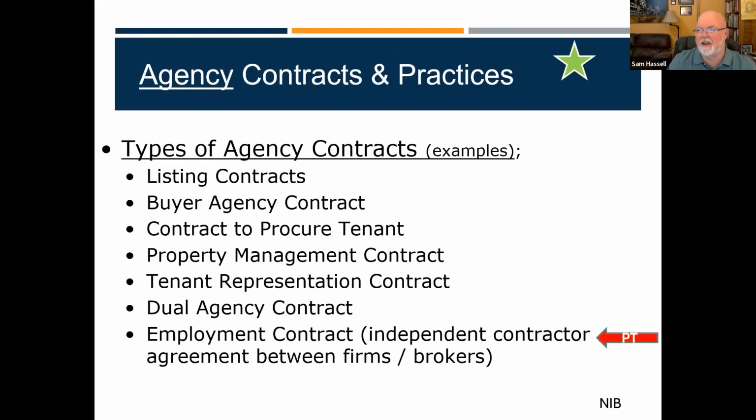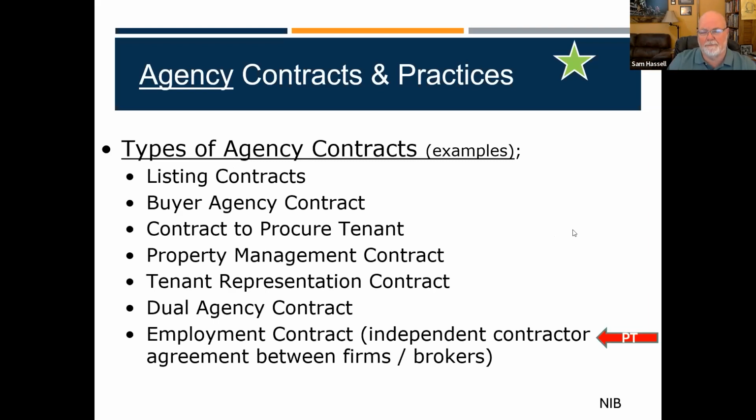We have some different types of contracts, and we'll go through all of them. Listing contracts, buyer's agency contracts, contracts to procure a tenant. Maybe you're working for somebody who has a property and you need to find a tenant. Property management contract, tenant representation contract. What if you're in a commercial business and your client needs a bigger space? You're going to represent them. That happens. Dual agency contracts. Remember, everything has to be in writing. It has to be informed dual agency. And then we're going to get into an employment contract or an independent contractor agreement with our own broker. So all of these things are going to be contracts that we're going to get into.